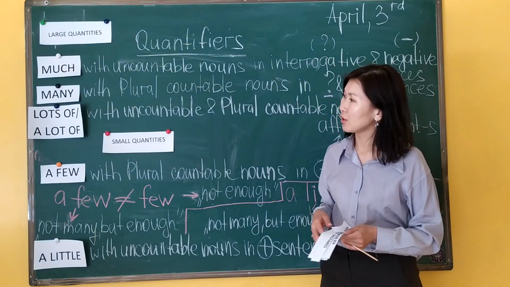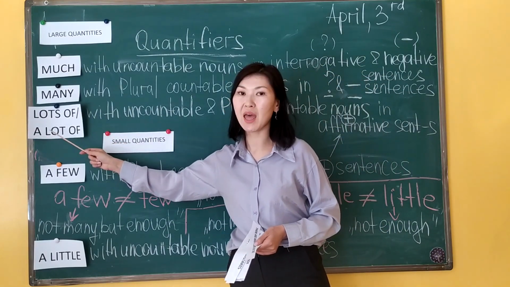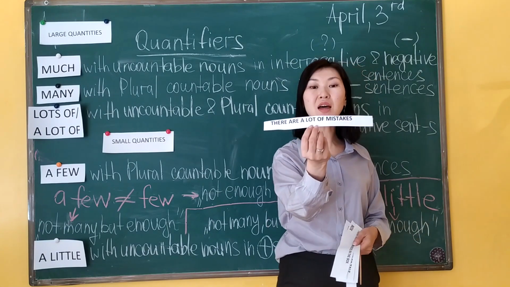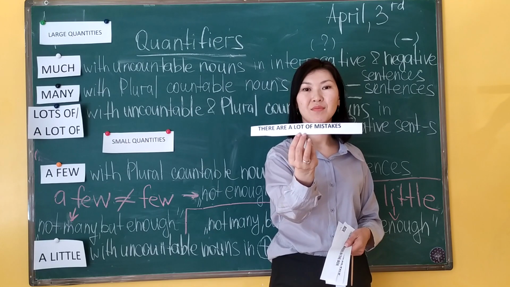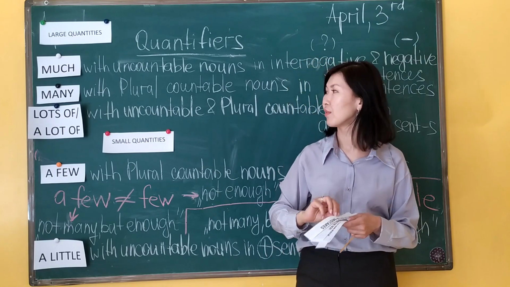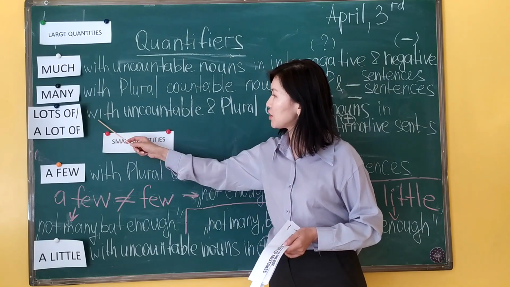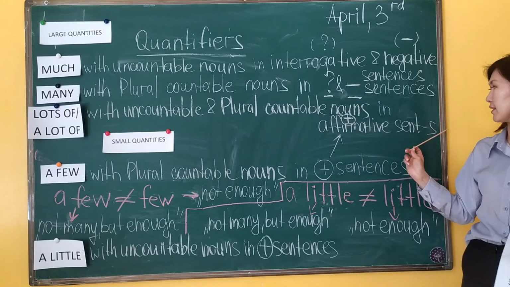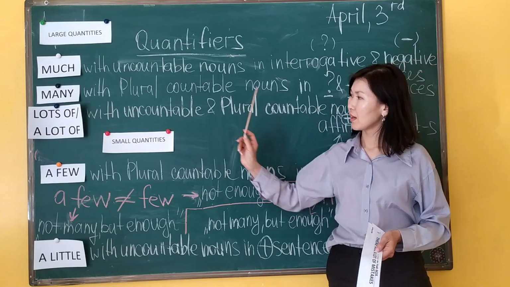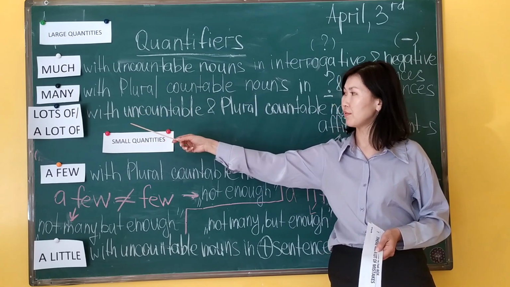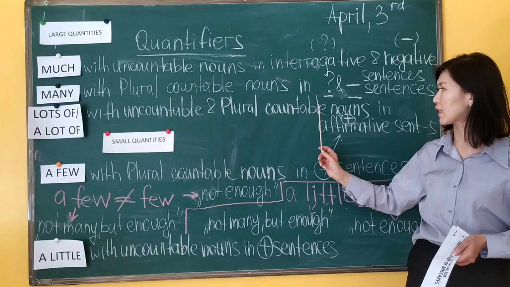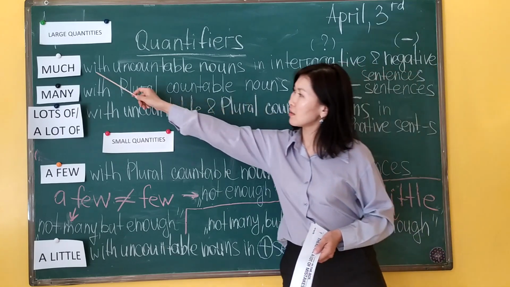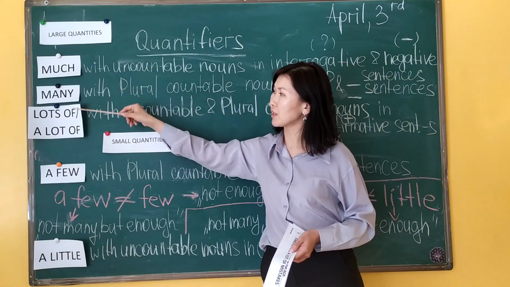Okay, and what about lots of or a lot of? For example, there are a lot of mistakes. Lots of or a lot of is used with uncountable and plural countable nouns in affirmative sentences. So, these are large quantities.